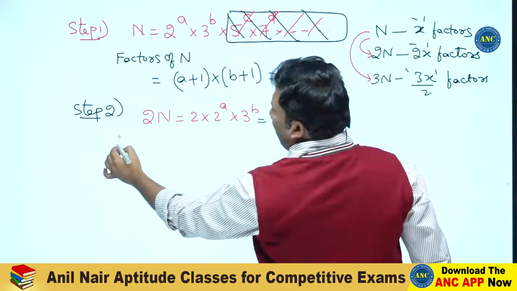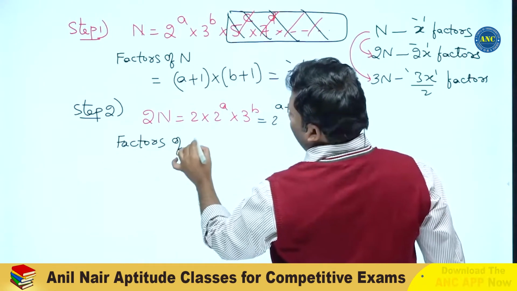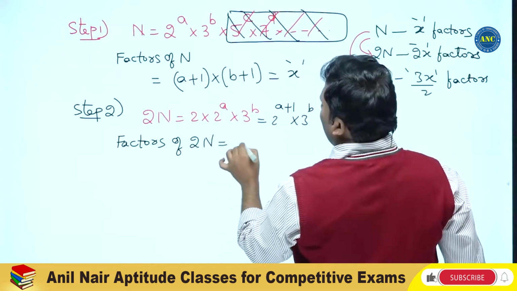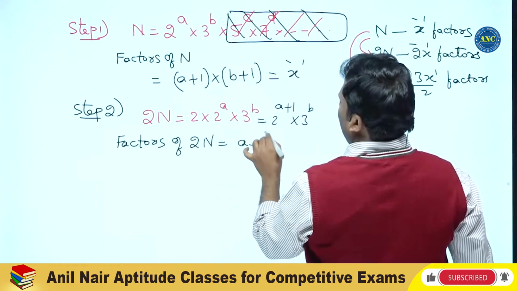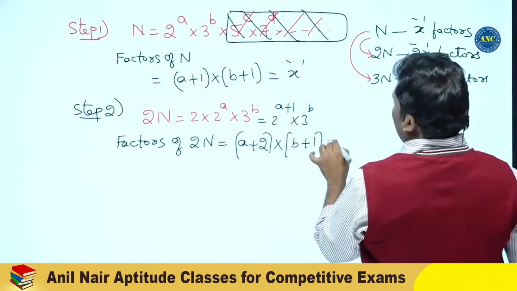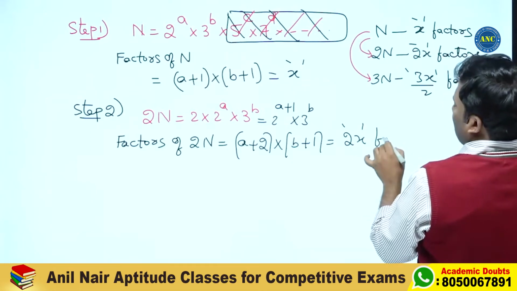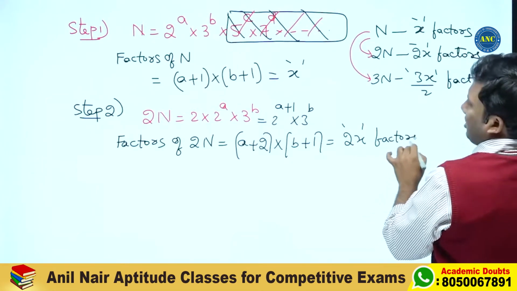So let me find out the factors of 2n, which is given in the question. Factors of 2n will be 0 to a plus 1, so it will be a plus 2, and 0 to b, so it will be b plus 1. How many factors are given? It is given as 2x factors.